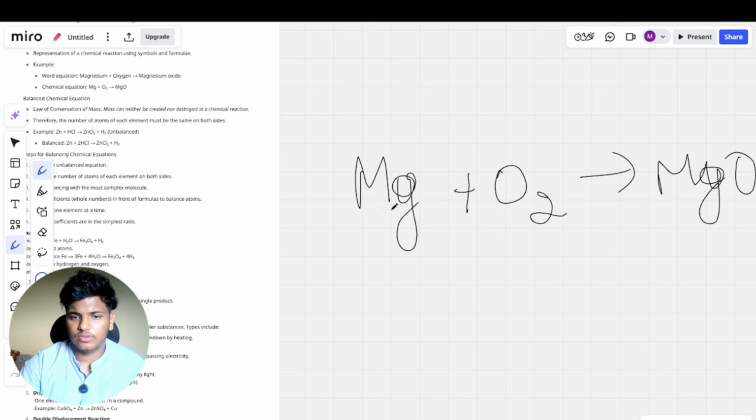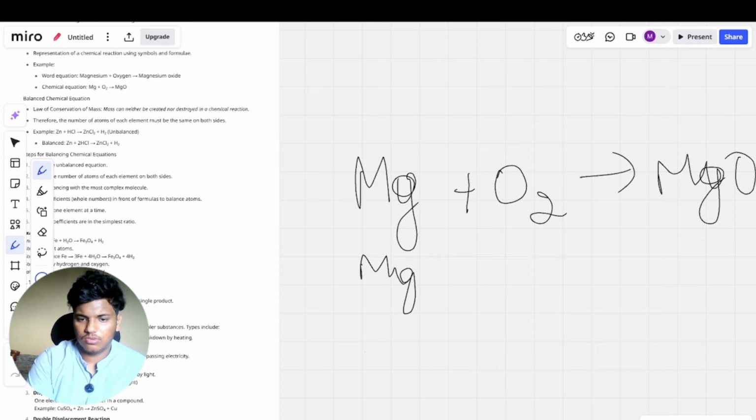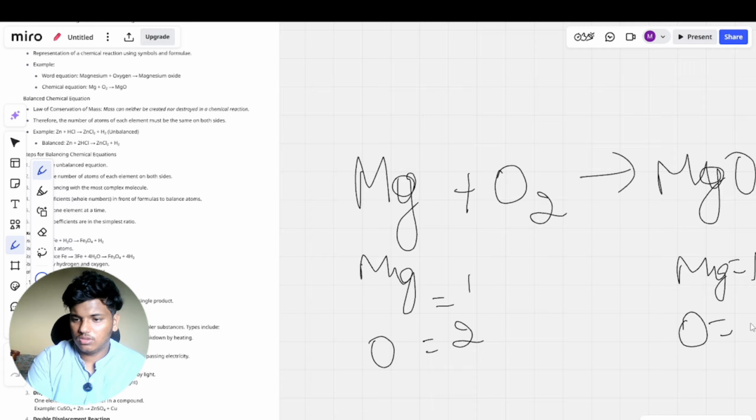So how do we actually solve this? Take Mg here, O here. So Mg is 1, O is 2. But on the right hand side, that is on the product side, Mg is 1, O is also 1. So how do we actually solve this? As you can see, Mg is okay. Mg is 1 over here, Mg is also 1 over here. But what about O? O is 2 over here, but O is 1 over here. So I have to multiply some number so that I can get O as 2. So I'll use 2.